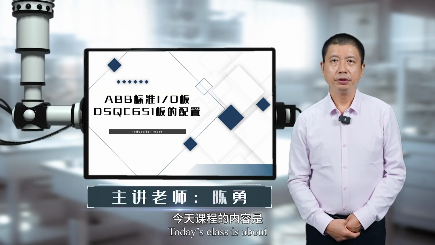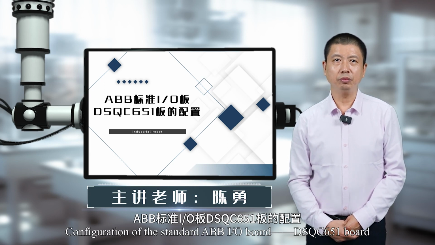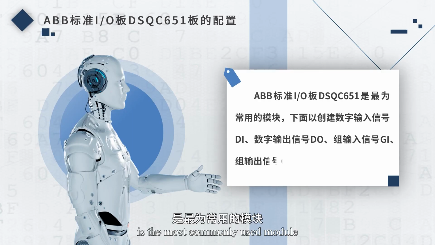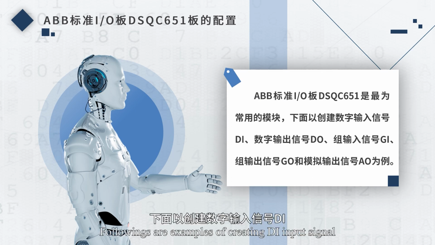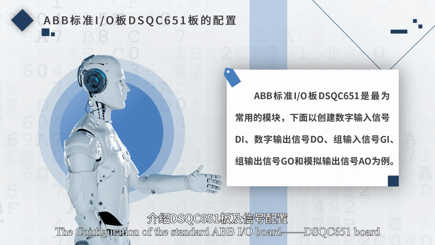Hi everyone, today's class is about configuration of the standard ABB I/O board, DSQC651 board. The DSQC651 board is the most commonly used model. Following are examples of creating DI input signal, DO output signal, GI input signal group, GO output signal group, and AO output signal.